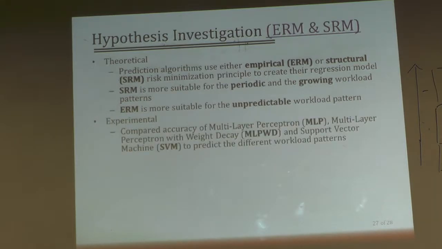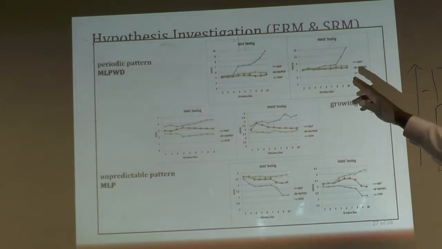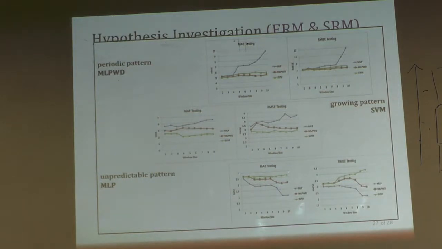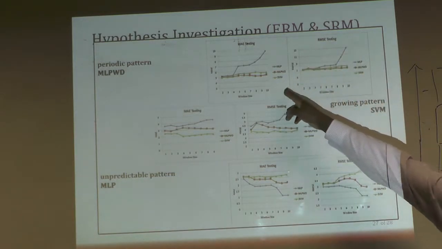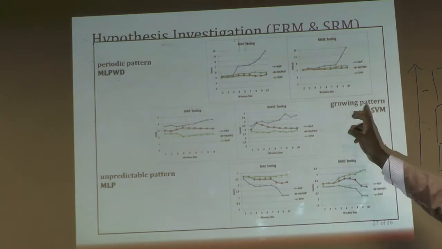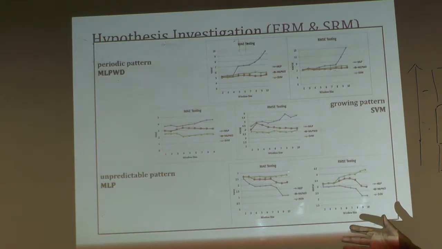So then we carry out a simple arithmetic, making use of the two statistics, MAE and root mean square error, mean absolute error and root mean square error, to look at the different workload patterns. This is for periodic pattern, this is for growing pattern, and this is for unpredictable pattern. And our conclusion is simple.